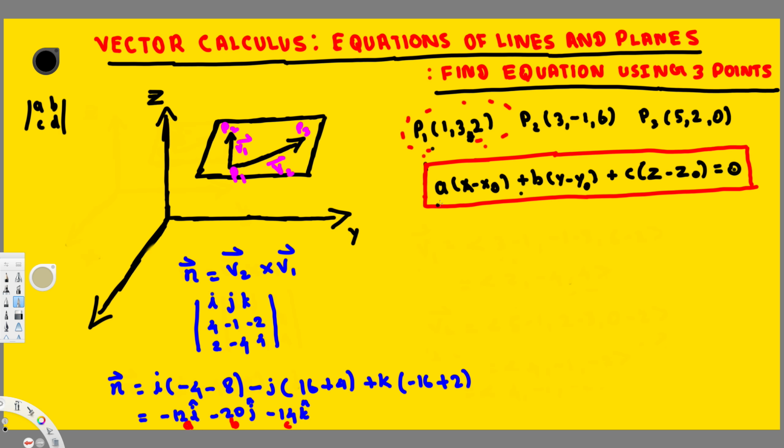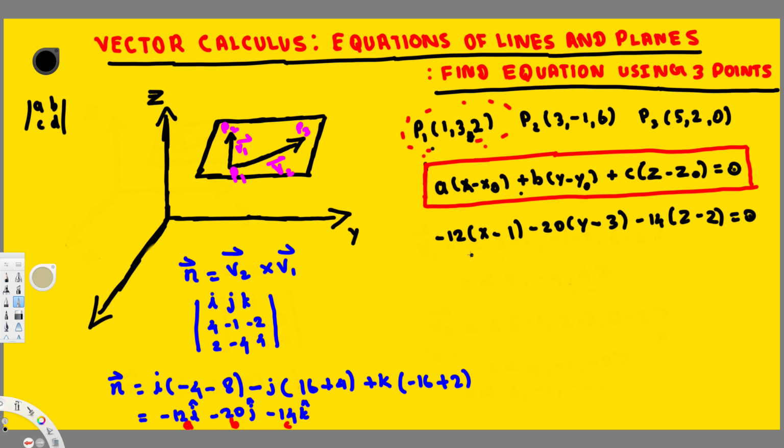First we know that A is going to be negative 12, right? So A is going to be negative 12 times x minus, instead of x naught I put the x coordinate of this point, that's going to be 1. And then B, we know that it's minus 20, so let's put minus 20 right here, and y minus the y coordinate 3, plus C is minus 14, z minus z naught, which is going to be 2, that's equal to 0.